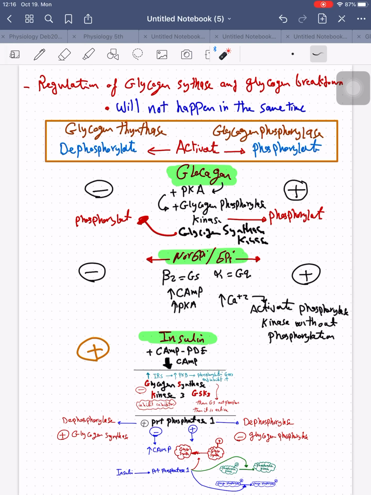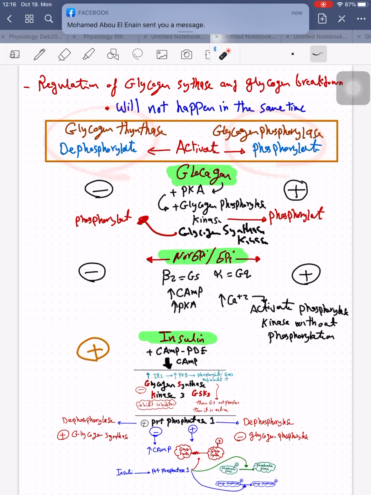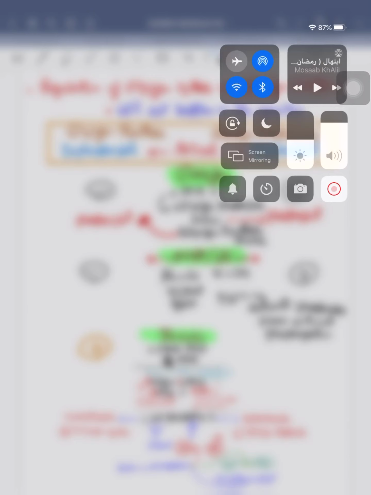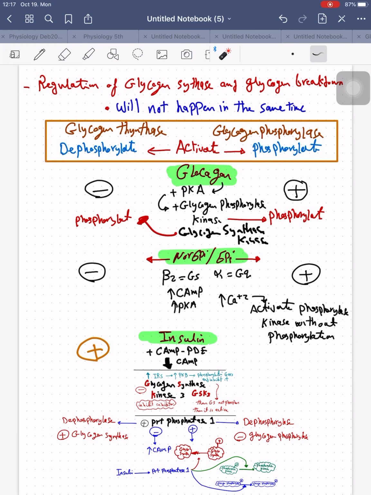Anyway, insulin will generally activate this enzyme and inhibit that one: activate glycogen synthase, inhibit glycogen phosphorylase. We are happy to hear this. Let me close this, I'm sorry. So insulin can do this in three ways, by three levels of regulation.